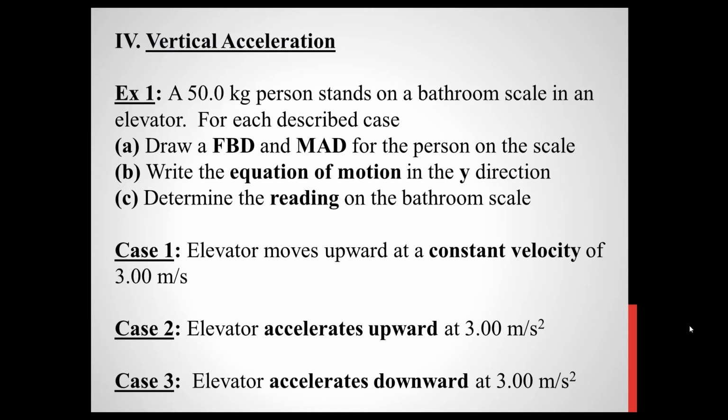So, first one, I have a 50 kilogram person standing on a bathroom scale in an elevator, and there's three cases described below. Case one, elevator moving upward at a constant velocity of 3.00 meters per second. Case 2, elevator accelerating upwards at 3.00 meters per second squared. And then case 3, your elevator is accelerating downward at 3.00 meters per second squared. What we want to do is for each case, draw a free body mass acceleration diagram, and then write down the equations of motion in the y direction, and then determine what is the reading on the bathroom scale.